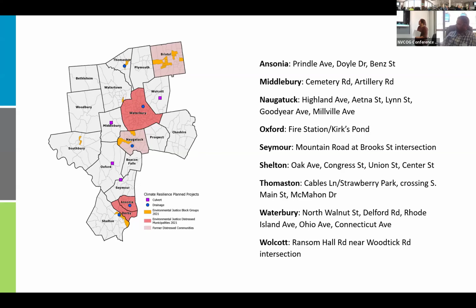Seymour is a culvert under Mountain Brook Road. Thomaston is by Cables Lane and Strawberry Park, and then crosses under South Main to McMahon Drive. Waterbury is like a big hill, which is North Walnut Street, and then branches out to touch all these other roads, Delford, Rhode Island, Ohio, Connecticut. And Wolcott is a culvert near Ransom Hall Road.